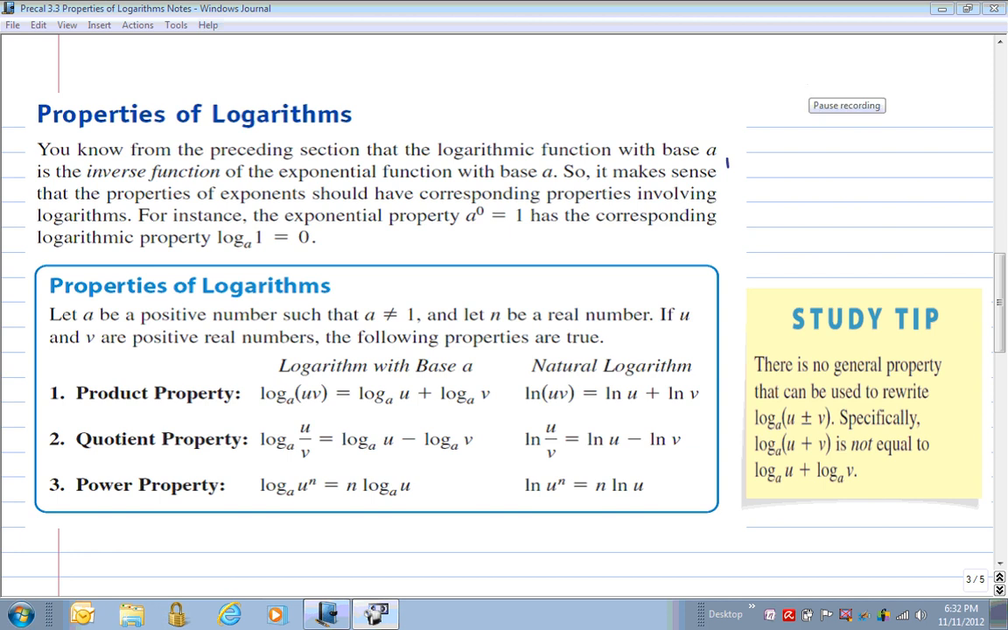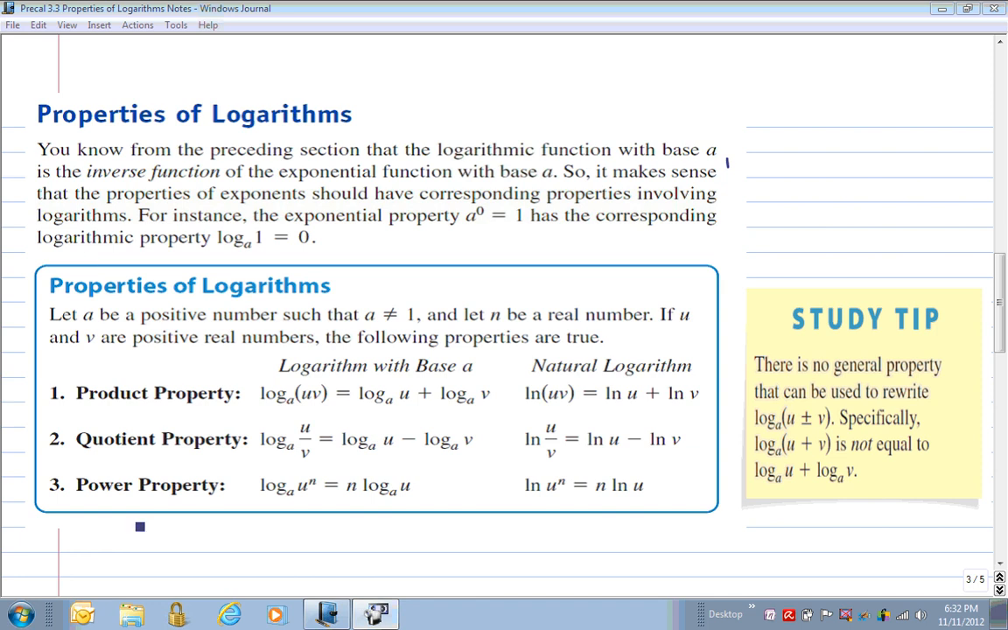All right, we're going to talk about the properties of logarithms. We know from the preceding section that logarithmic functions with base a are the inverse of exponential functions with base a. We understood that logarithms and exponentials were inverses of one another if they carried the same base. So it makes sense that their properties of exponents should have corresponding properties involving logarithms. So they're going to seem kind of similar.